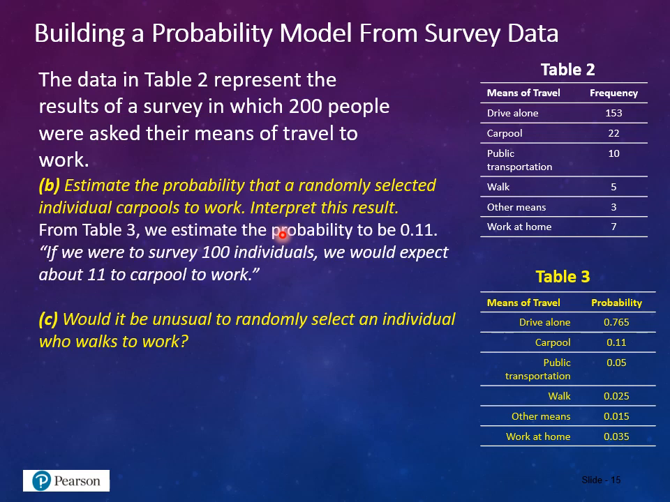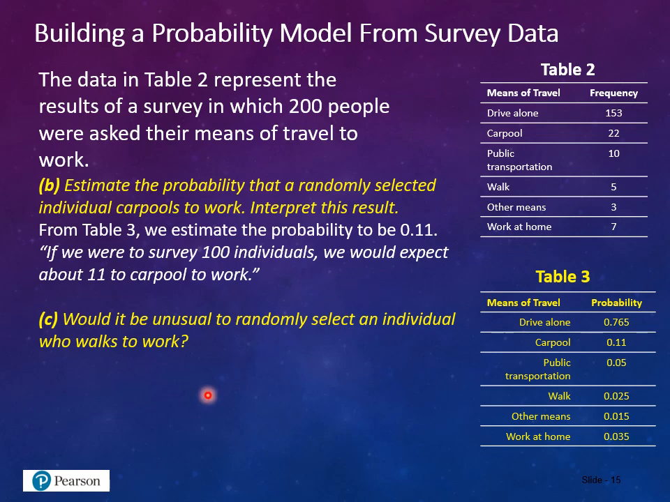Okay, so we estimate the probability to be 0.11, and again we think of this as a percent, 11%, or if we were to survey 100 individuals, we would expect about 11 to carpool to work.